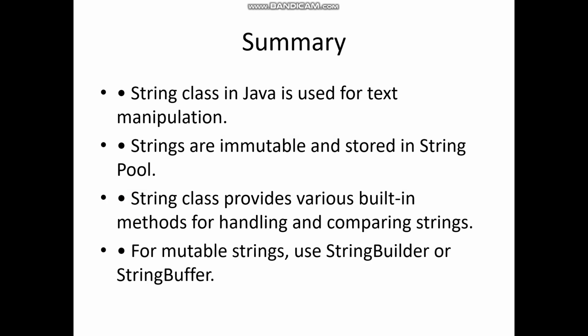I will give a brief summary about this one. The String class in Java is for text manipulation. Strings are immutable. They can be stored in the string pool here. Immutable means once the string is created, it will not be changed. The String class provides various built-in methods for handling as well as comparing strings here. For mutable strings, we can go with StringBuilder or StringBuffer. In the next class, I will explain all these things.